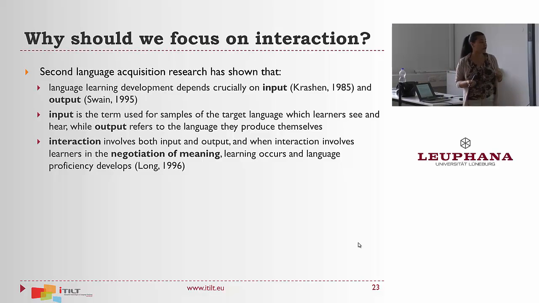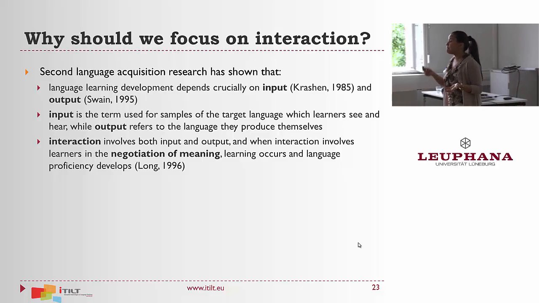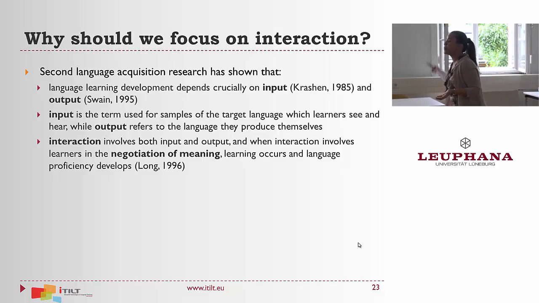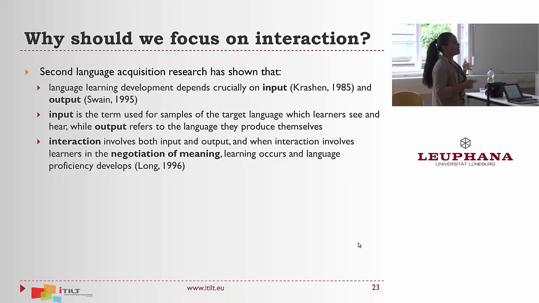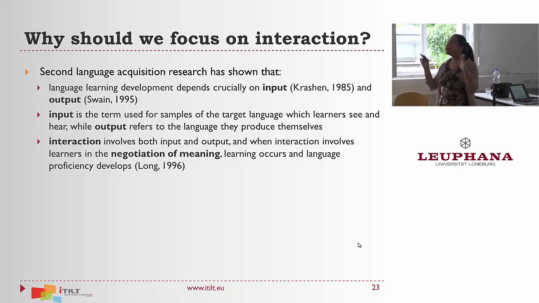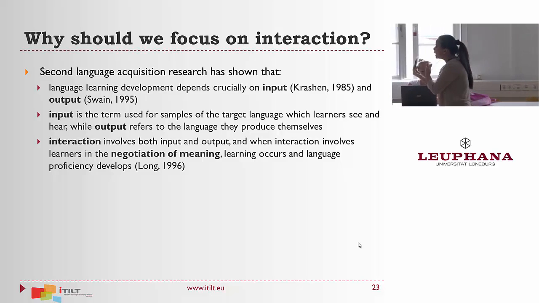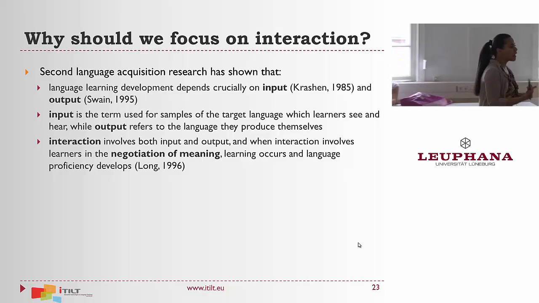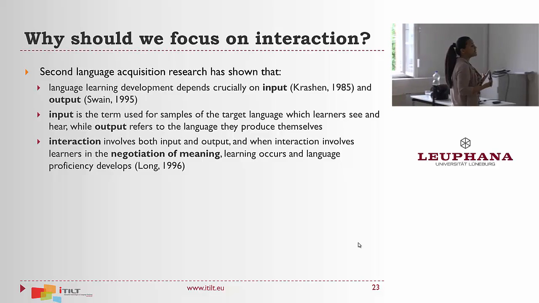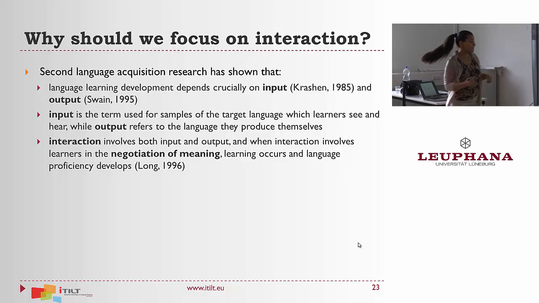interaction involves learners in the negotiation of meaning, and because of that, interaction facilitates second language acquisition. So when there is negotiation of meaning, learning occurs and language proficiency develops. So it's important for learners to be given opportunities to negotiate meaning, to communicate with other people, to interact in authentic scenarios, so that they really negotiate meaning. And that's a challenge in the foreign language classroom.